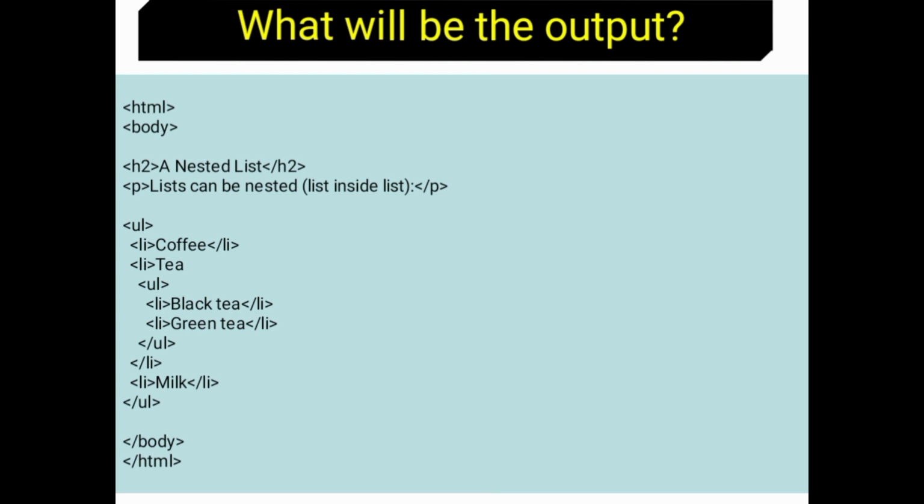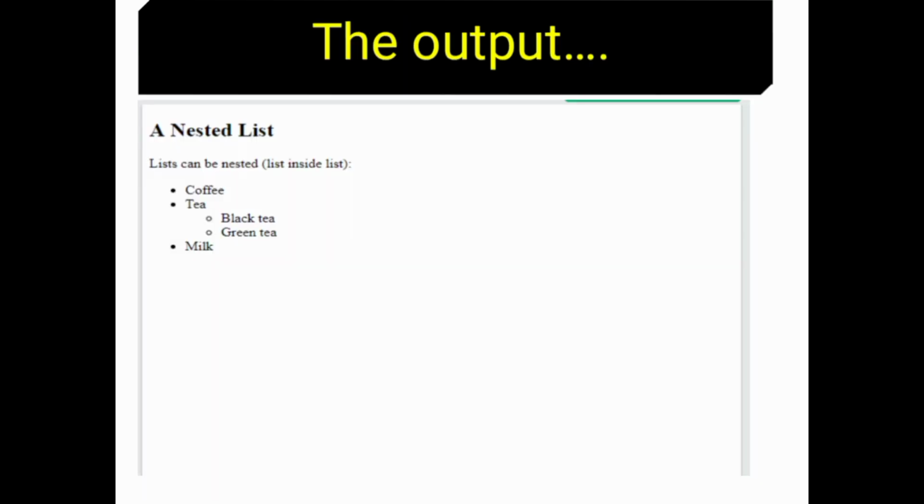What will be the output of this program? Here we have given the h2 tag, which represents the heading, and the p tag, which represents a paragraph. Then UL for unordered list: coffee, tea. Inside the tea item, there is another unordered list: black tea, then green tea. So the output will display like this: coffee, tea as the unordered list, and inside tea there are two items, black tea and green tea.